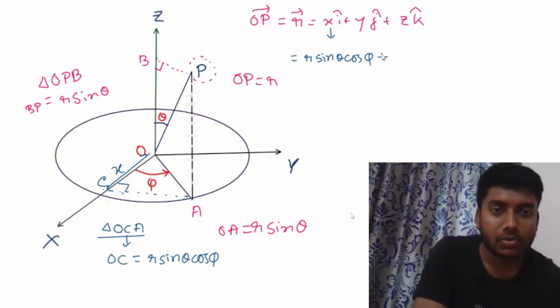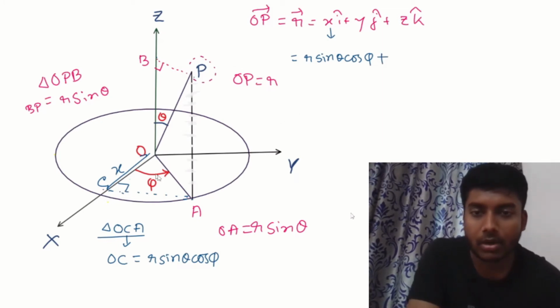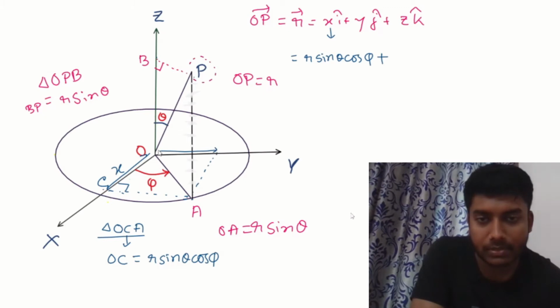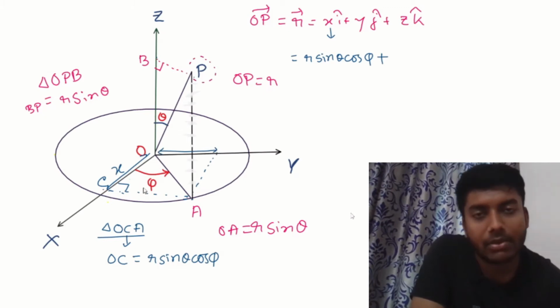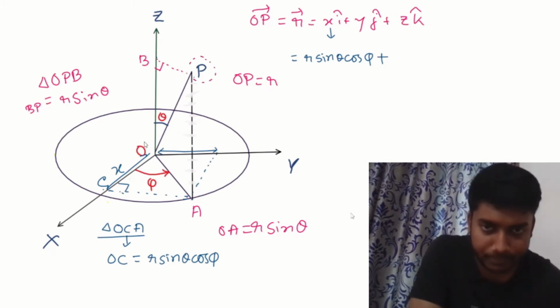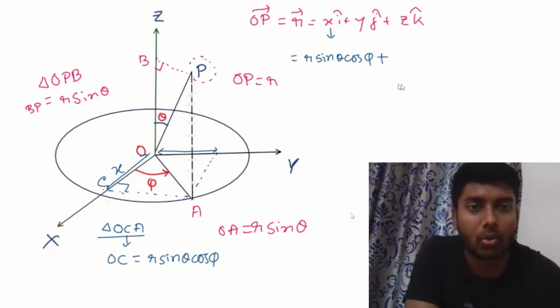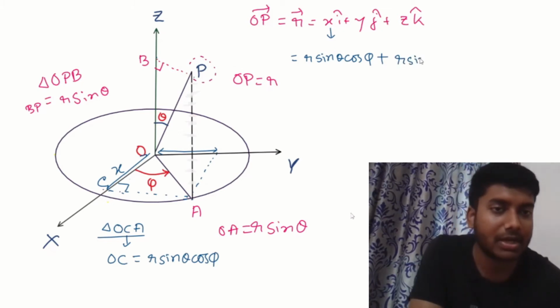Now what will be the value of y? That means this is X. Then we have to draw another perpendicular here at this point, that will be y. You can easily understand from the triangle OAC, what will be the value of this? This is the height of this triangle, that means OA sin phi. So OA sin phi means OA is R sin theta, so R sin theta sin phi.